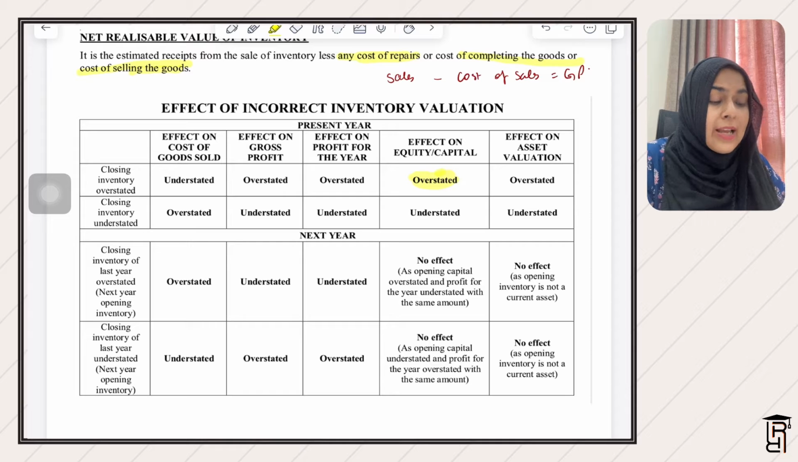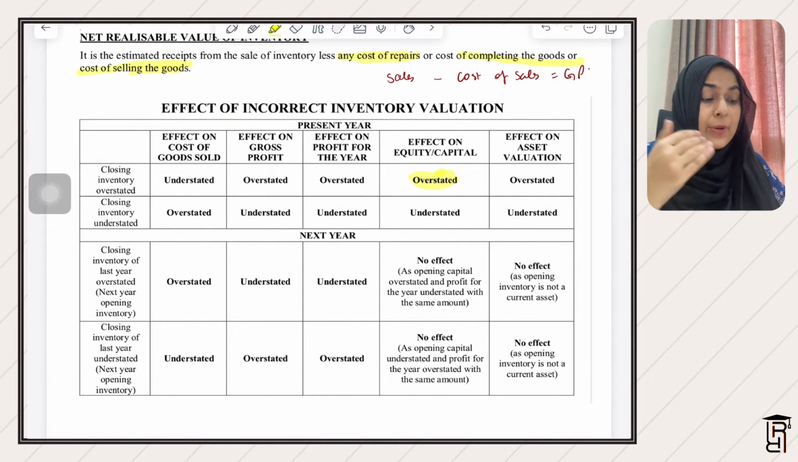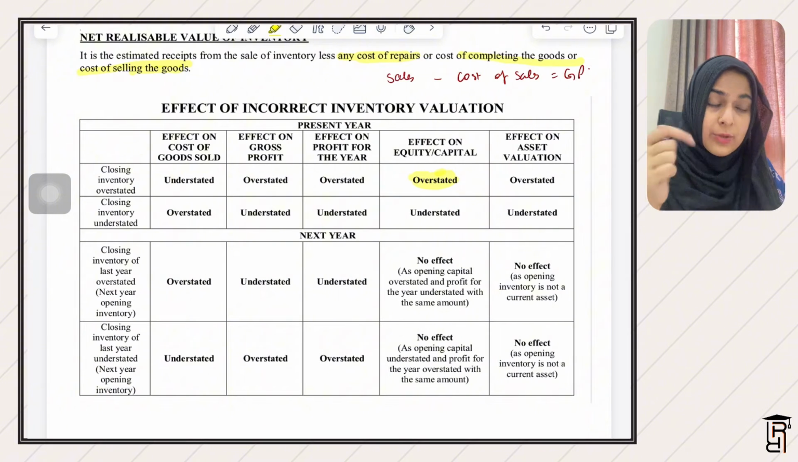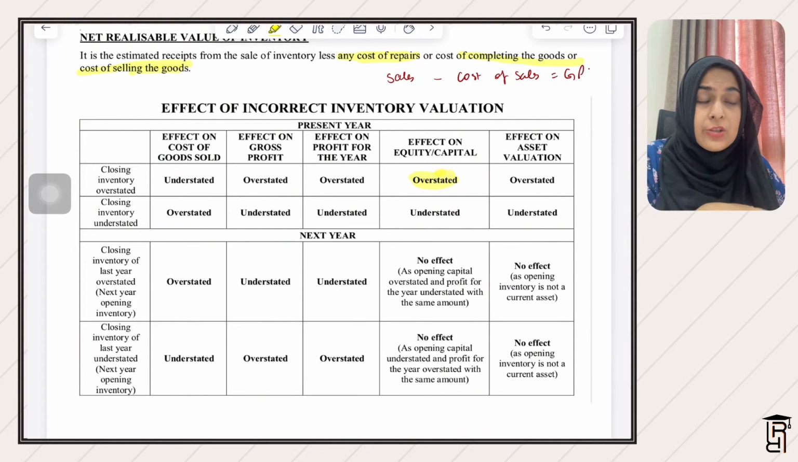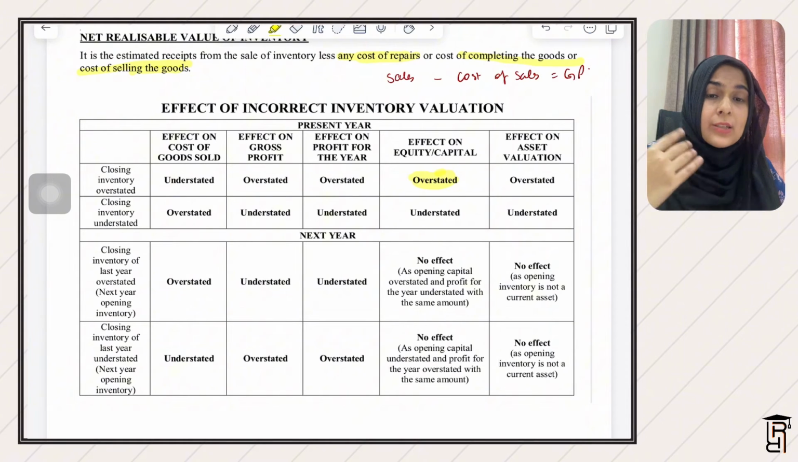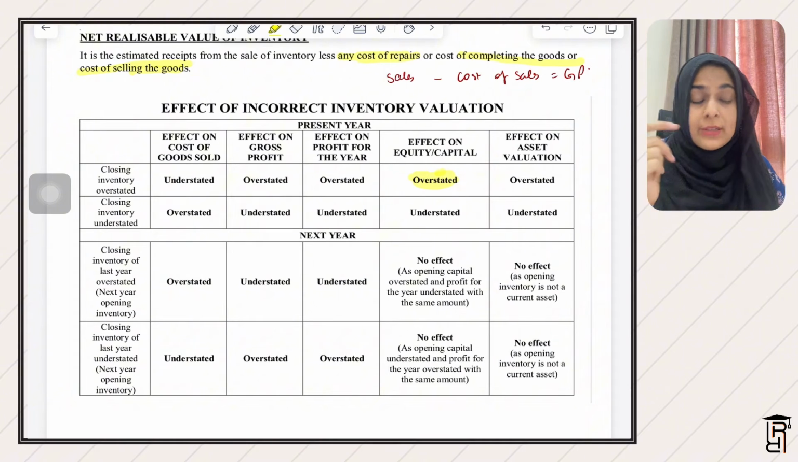And then the effect on asset valuation: asset valuation will also be overstated, because your current assets will have inventory which you have overstated. Because of that, in the statement of financial position, when you write closing inventory, it will be an overstated value, and therefore your total current assets will also be overstated.